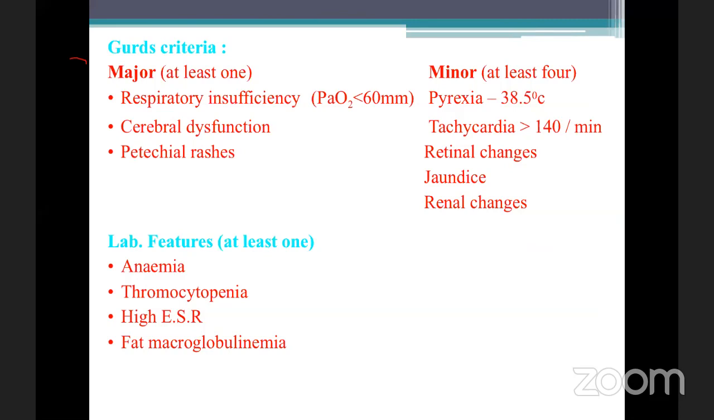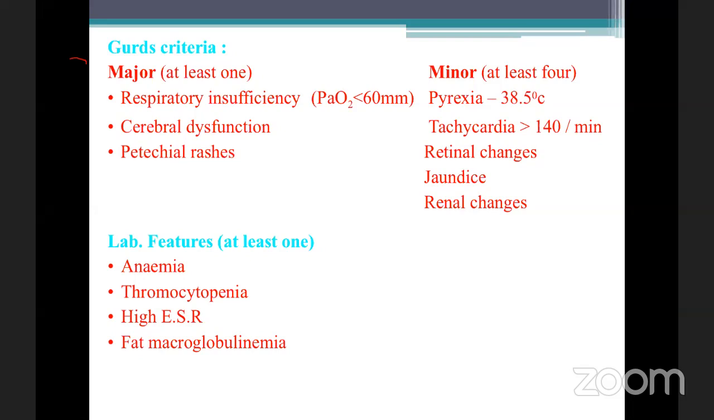So what is the criteria to diagnose fat embolism syndrome? It's called Gurd's criteria. So you need to have a major, minor, and lab feature: at least one major feature, at least 4 minor features, and at least 1 lab feature. What are the major criteria? One is respiratory insufficiency. Your lungs are getting affected, so saturation has to go down to less than 60%. Cerebral dysfunction, GCS has to come down. Petechial rashes. So these are the major criteria.